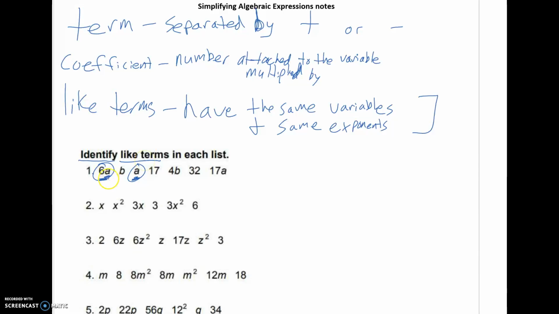Anything else in this list that looks kind of like 6a and a? Okay, 17 doesn't have a variable, so it's not a like term. 4b, nope. 32, no variable. And then here, 17a, they all have a's, and they all have no exponents up there. So they are like terms, okay? Are there any other like terms that we can see? Yes, look at the b's right here. I'll put a box around this one.